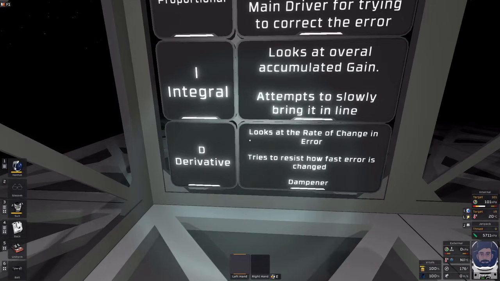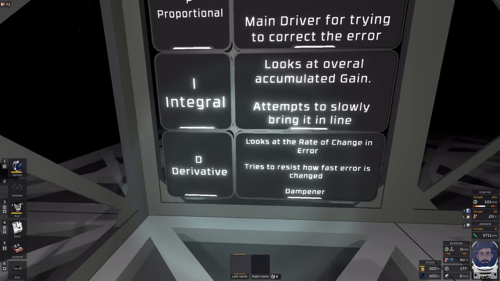Now we're going to look at the derivative. Derivative is the final one, and it looks at the rate of change in the error. That one's a little bit harder to visualize and work with, but in a sense it does try to resist how fast the error can change, as a dampener when it's negative. It also can try to give it a little extra push to help correct it faster. What I mean by that is if on the first second the error changed from 0 to 6, well, you have an error change of 6.